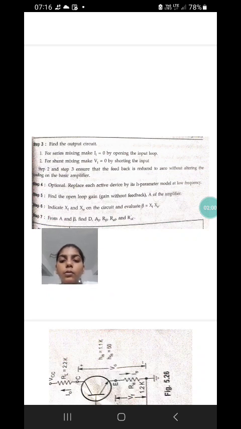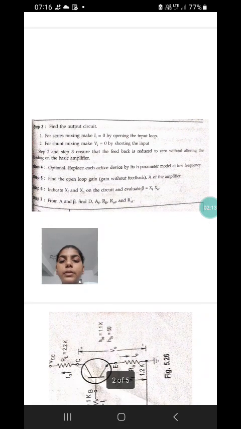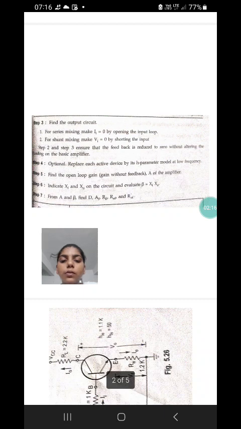Find the output circuit. Third step: find the input circuit. For series mixing, make Ii equal to 0 by opening the input loop. For shunt mixing, make Vi equal to 0 by shorting the input. Steps 2 and 3 ensure that the feedback is reduced to 0 without altering the loading on the basic amplifier. Step 4, optional: we can replace each active device by its h-parameter model at low frequency.